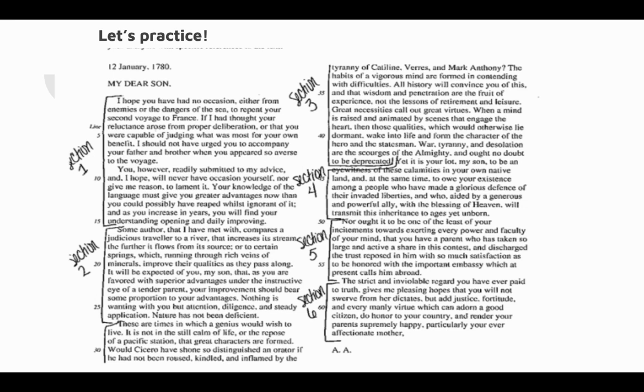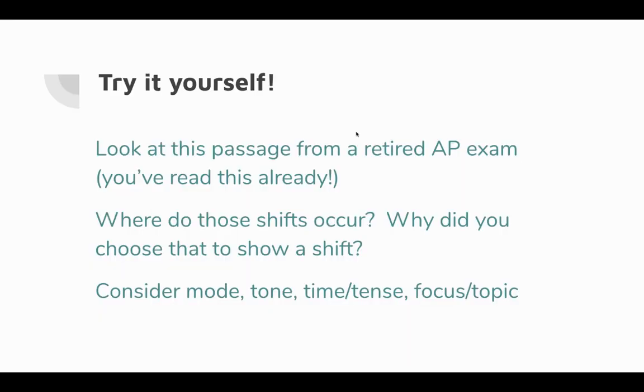Okay, so what I want you to do is think about trying it yourself. This next slide is from a retired AP exam. You've already seen it. I want you to think about where shifts might occur and why you chose that to show a shift. Did you see a flag? Did you see a change in something? And then consider what the shift is from. Is it a shift from one mode to another, one tone to another, one time or tense to another, or one focus or topic to another?